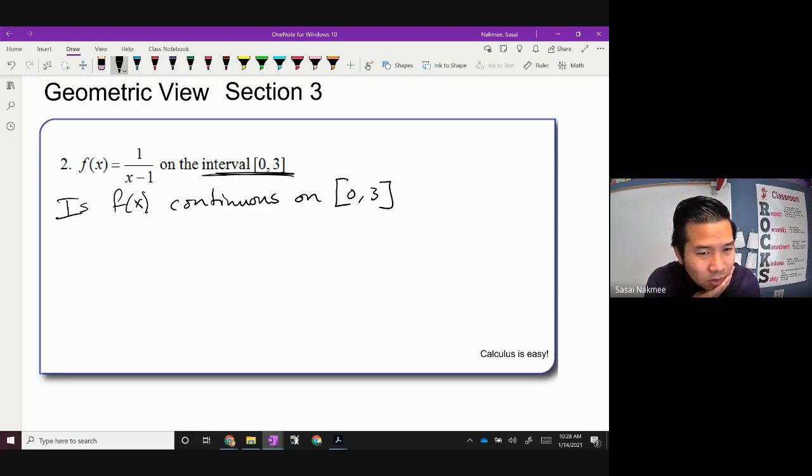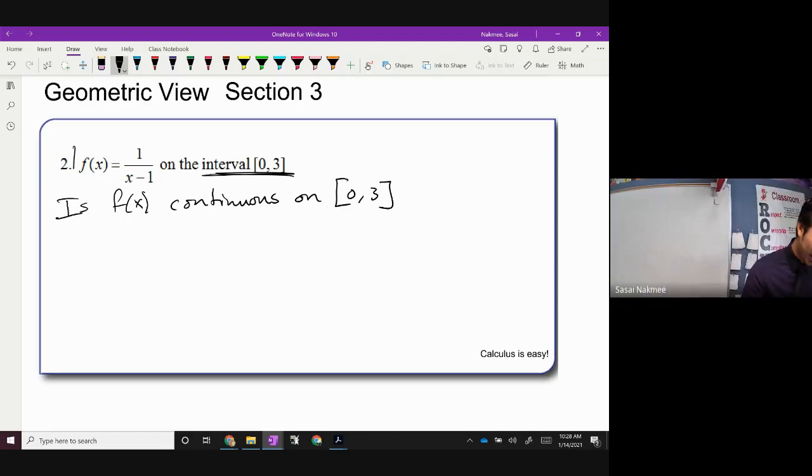What's something that you can do to check to see if it is or not? In this case, it actually might be easier to prove that it's not continuous. Does anyone see an issue with the function at hand? Remember, we're looking at this function right here. Is there any number that you can plug in for x that will break this function?